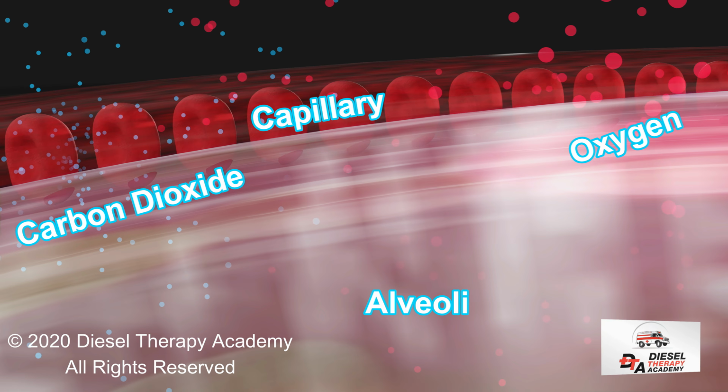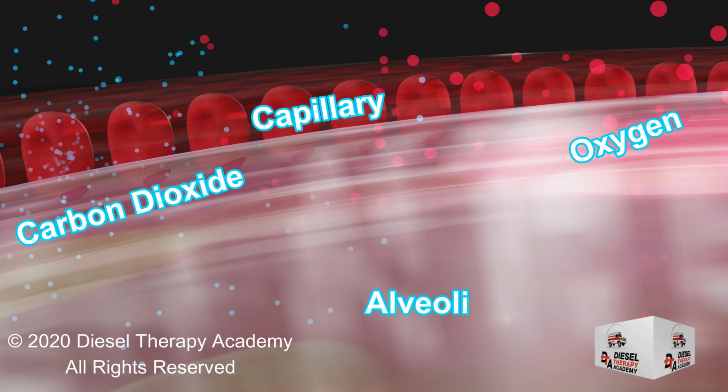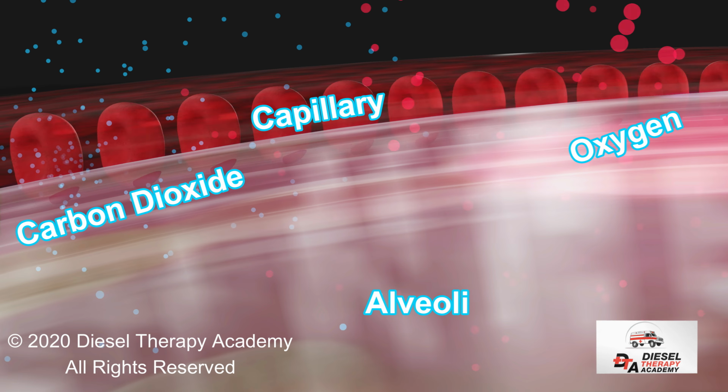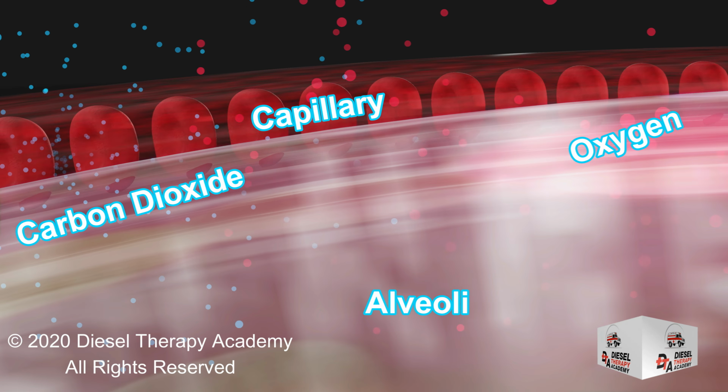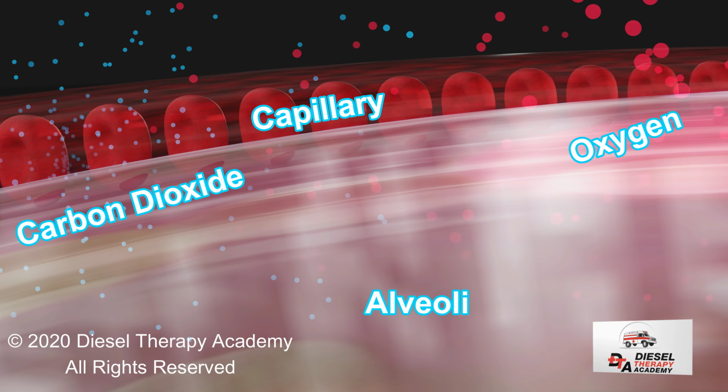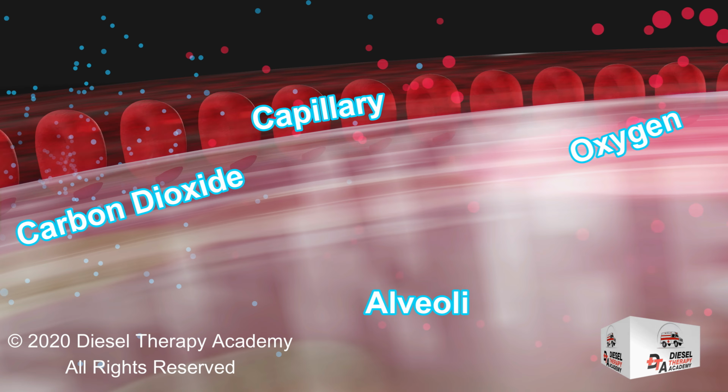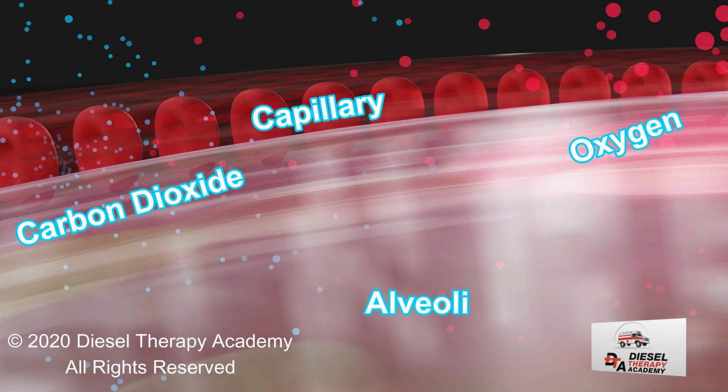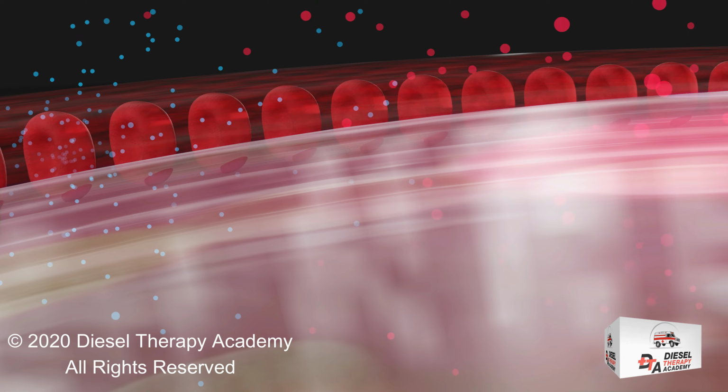Diffusion of oxygen from the alveoli to capillaries occurs because the concentration of oxygen is lower in the capillaries. Similarly, carbon dioxide diffuses from the capillaries to the alveoli, where the concentration of carbon dioxide is lower.